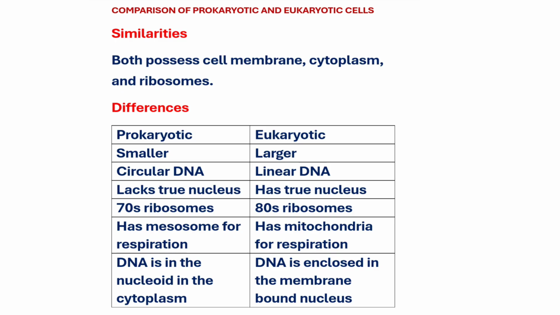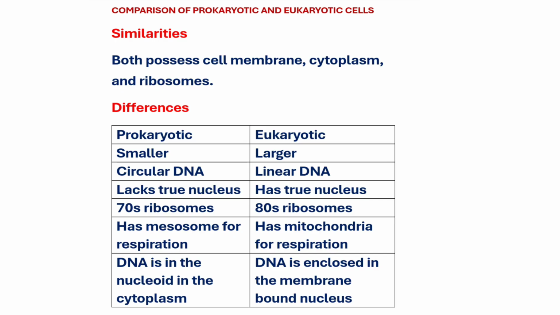Both eukaryotes and prokaryotes possess a cell membrane, cytoplasm, and ribosomes. Differently, prokaryotes are smaller, while eukaryotes are larger. DNA in prokaryotes is not enclosed in a nuclear membrane. Instead, it is found in the cytoplasm in a region called the nucleoid, and it is circular. Whereas in eukaryotes, DNA is enclosed within a membrane-bound nucleus and is linear, arranged in chromosomes.